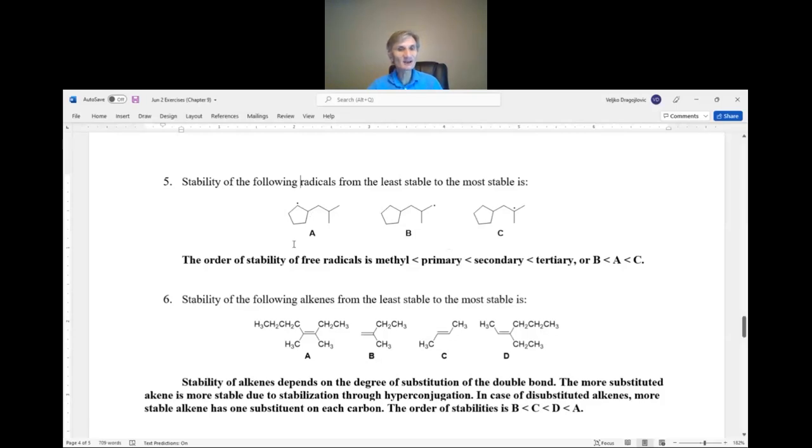And so if you identify them, A is actually a secondary radical. The carbon that is the free radical is bonded to two other carbon atoms. B is primary. This free radical carbon is bonded to only one other carbon. And C is tertiary, because this free radical carbon is bonded to three other carbons. So the order of stabilities is going to be B, primary, then A, secondary, and C, tertiary. You can see that methyl is not represented here. So BAC, and you would simply type it like this on the test.